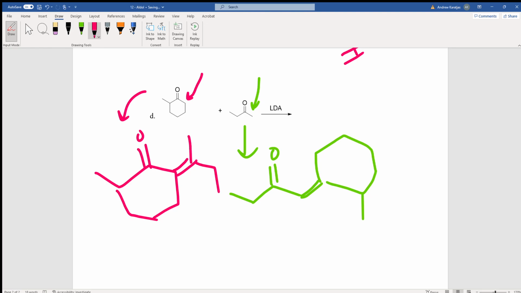So this is probably a good example of an aldol condensation where we would very likely get a mixture of products. And we'd get that because both of these are relatively easy to deprotonate. They're both ketones, so they're both good electrophiles. And again, we'd probably get a mixture.